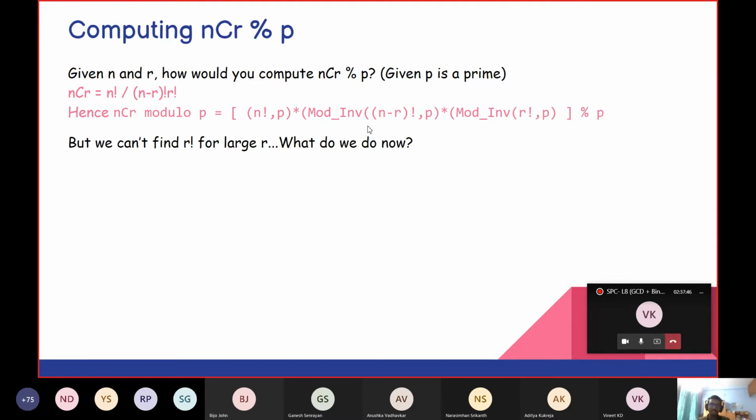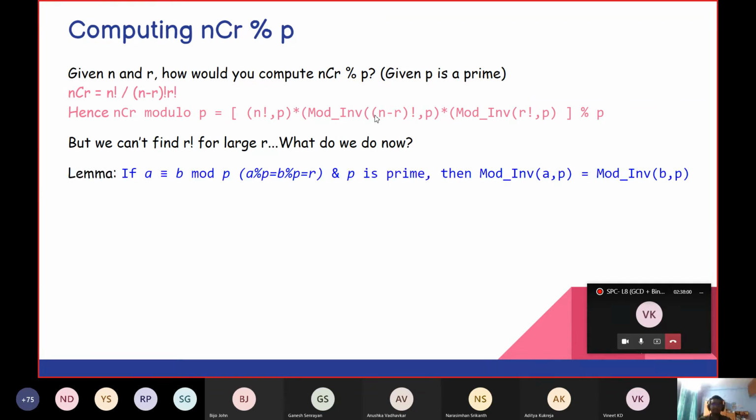Now, but we face an issue. We can't find n minus r factorial itself, because 1000 factorial is like what? It's going to have more than 1000 digits. So if I can't find it, what do I do? For that we have a nice theorem. I'm going to skip the proof now. I'll share the proof in the slide. If you have 2 numbers that give the same remainder with respect to p, then both of them will have the same mod inverses. So that is the theorem.